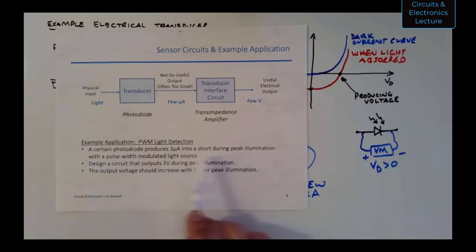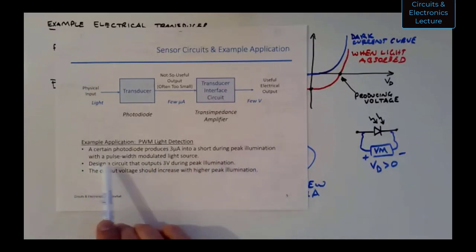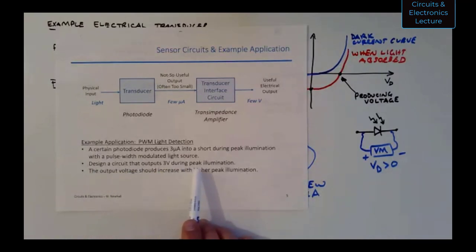So when this diode is at its peak illumination from a pulse width modulated light source, you would see a peak of 3 microamps. Let's design a circuit that outputs 3 volts during peak illumination. Okay, and the output voltage should increase with higher peak illumination. So you get the light source closer, or you get it brighter in some way. The peak illumination brighter, the voltage should increase. So that's what we want to do. That's the design problem here. So let's do that.